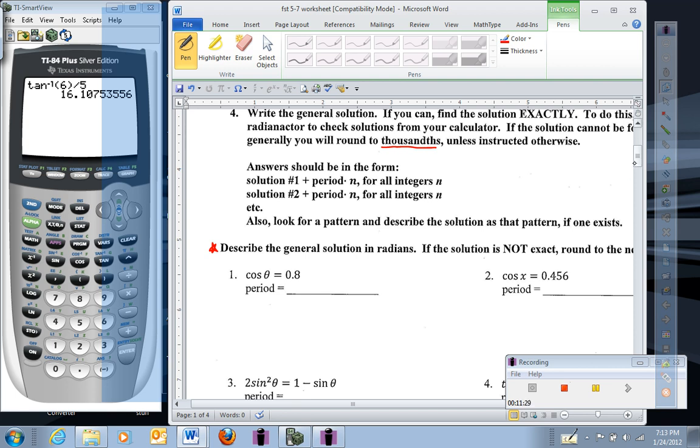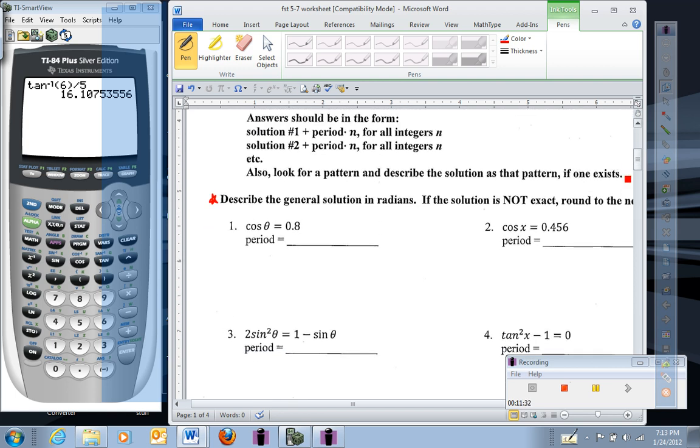Okay, our first equation says we have the cosine of theta is equal to 8/10. All right, the first thing we want to do is write down the period of this function. This function is cosine theta. It's just like the parent graph of cosine theta. And the period of cosine theta is going to be, I think I need a drum roll here so you can get this. It's going to be 2 pi, isn't it?